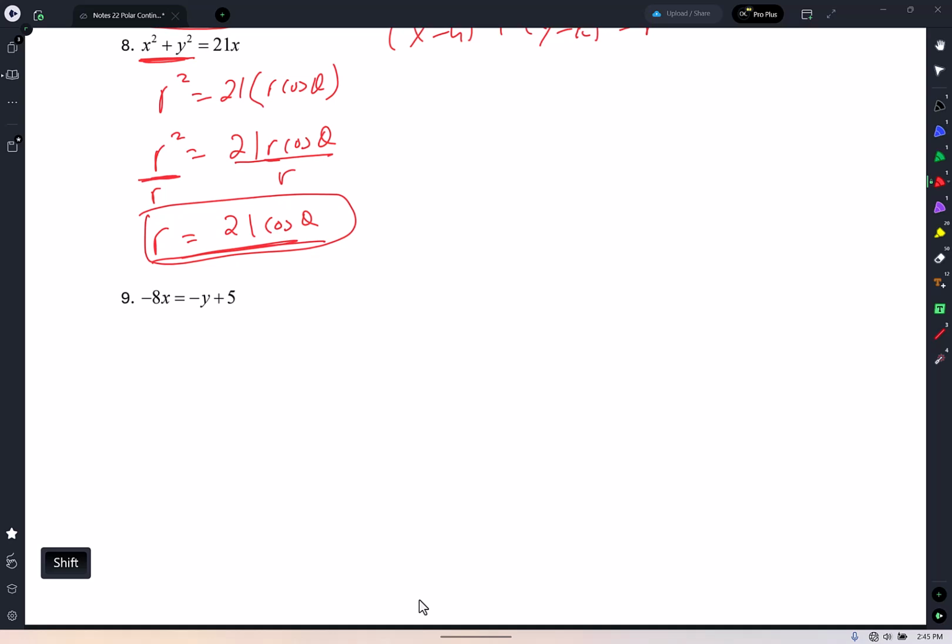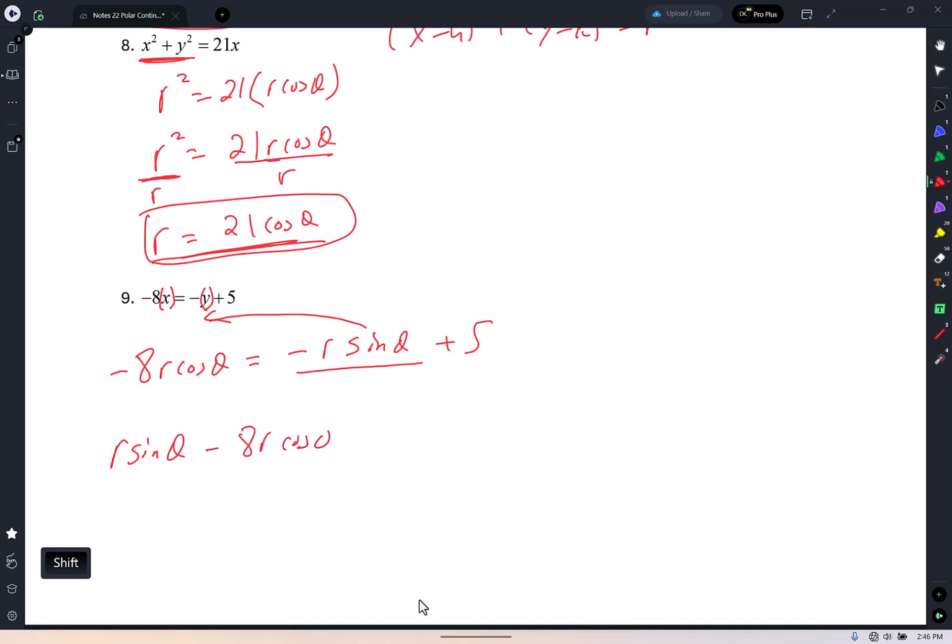So check it out. I have a linear line here. We're just going to change the x and the y. So negative 8 r cosine theta equals negative r sine theta plus 5. All I did was replace the x with r cosine theta and replace the y with r sine theta. Are we okay with that, guys? Okay. What am I trying to do? I'm trying to solve for r. So I'm going to move this negative r sine theta to the left. r sine theta minus 8r cosine theta equals 5.